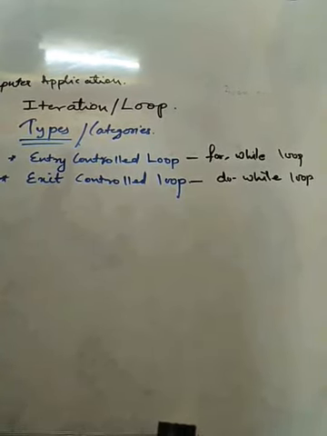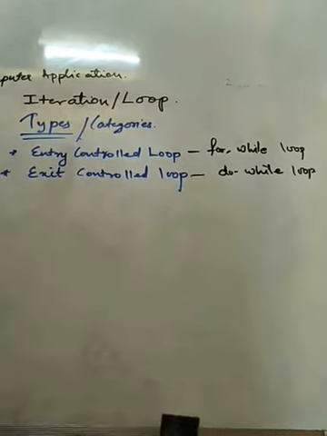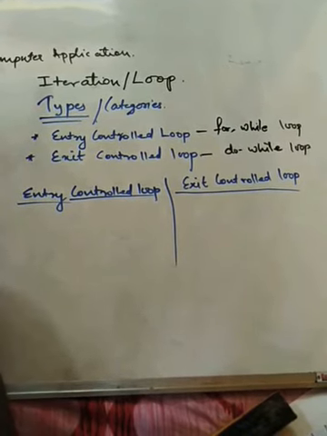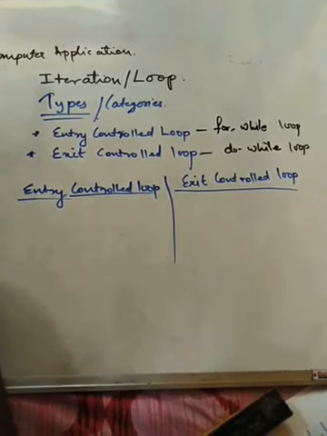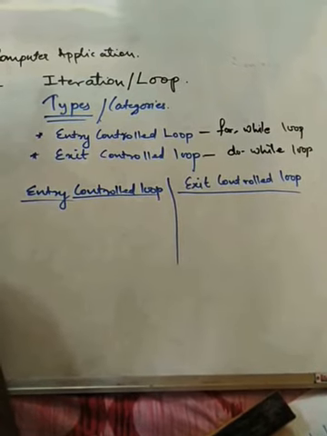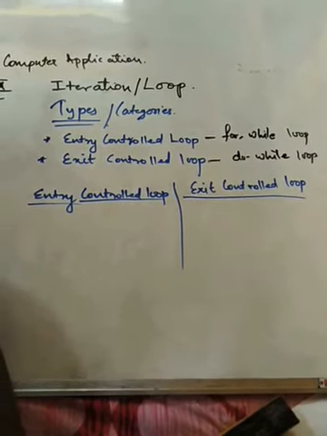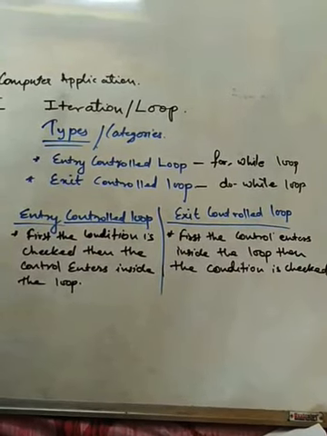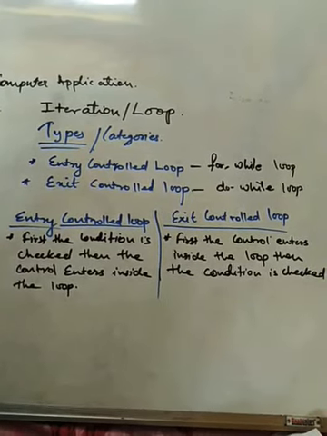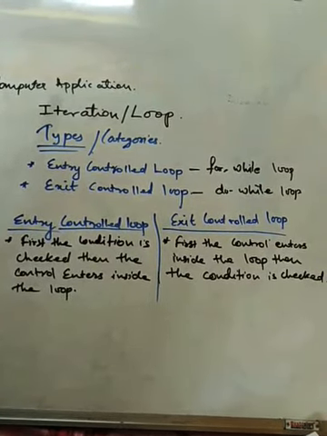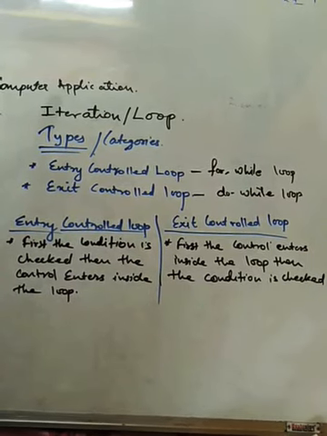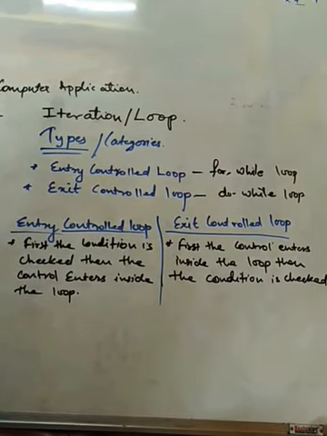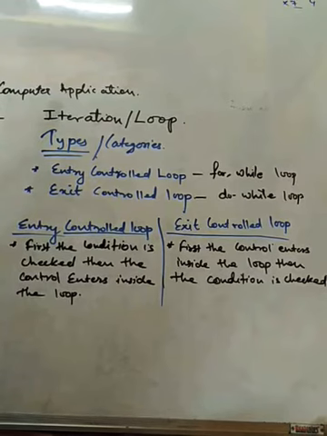Okay, understood? Now we'll see the differences between the entry control loop and the exit control loop. What are the key differences? The first point is about entry control loops: first the condition is checked, then the control enters inside the loop. In an exit control loop, first the control enters inside the loop, then the condition is checked.